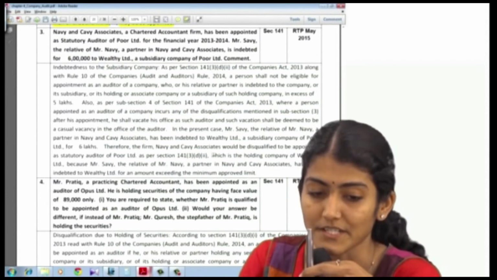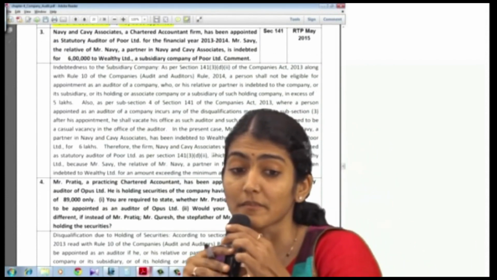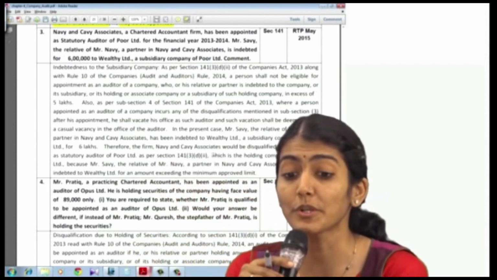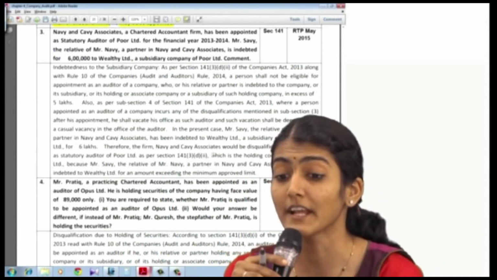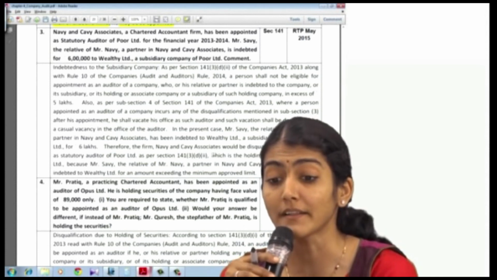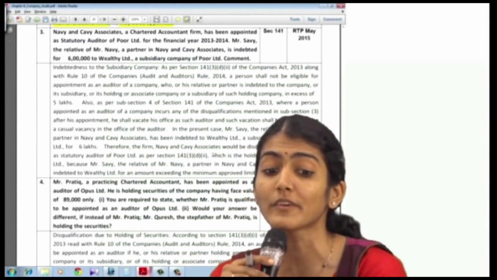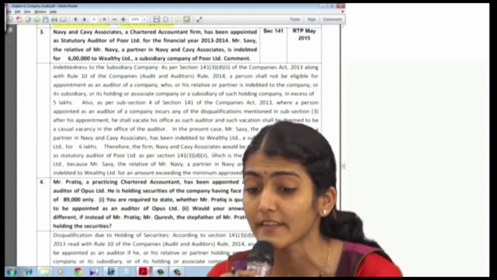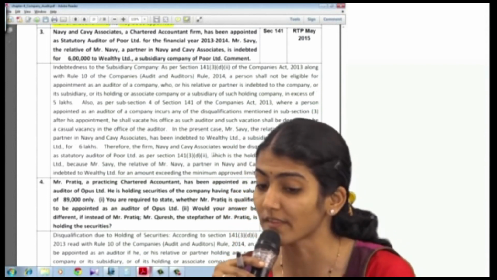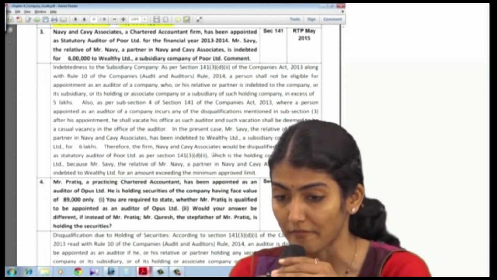Right. Yes, read question number 3. Navy and KV Associates, a CA firm, has been appointed as a statutory auditor of Poor Limited for the financial year 13-14. Sevi, the relative of Navy, a partner in Navy and KV, is indebted for 6 lakh to Wealthy, a subsidiary company of Poor Limited. Comment. Yes, disqualified, because indebtedness applies again for all the 5 companies.